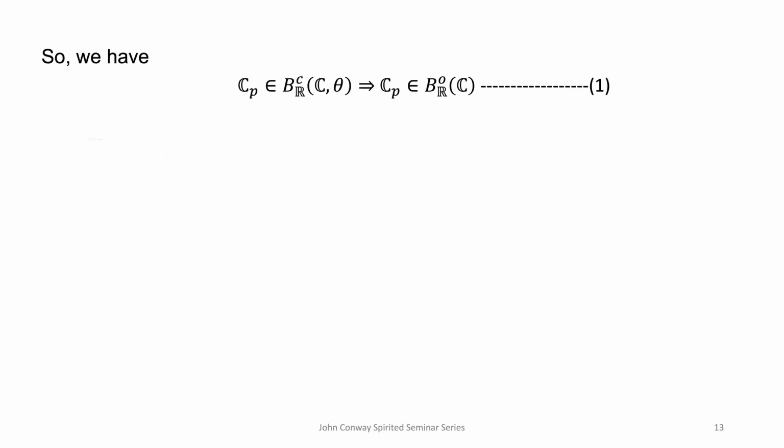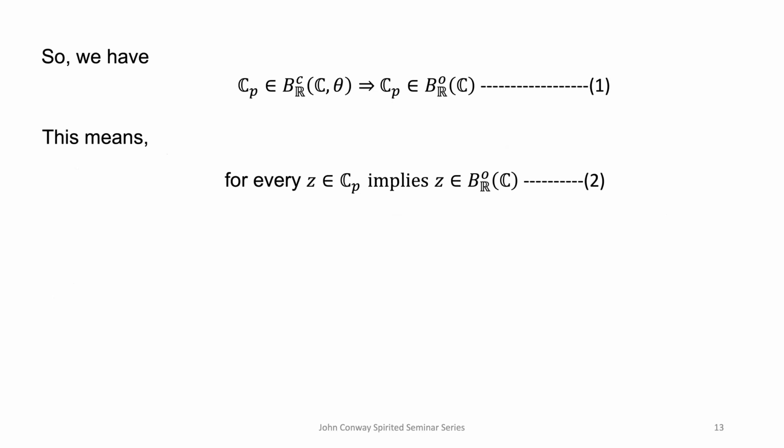Since CP belongs to the copied bundle at an angle theta, for some value from 0 to 360 degrees, that implies CP belongs to BR, the original bundle, also. So this means for every Z belonging to CP, Z belongs to BRO.